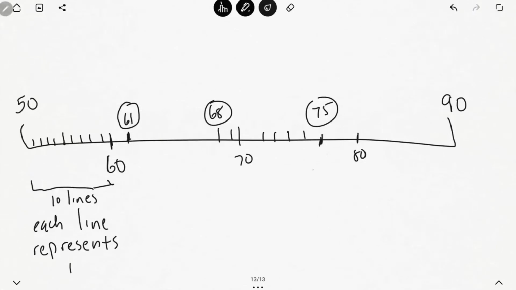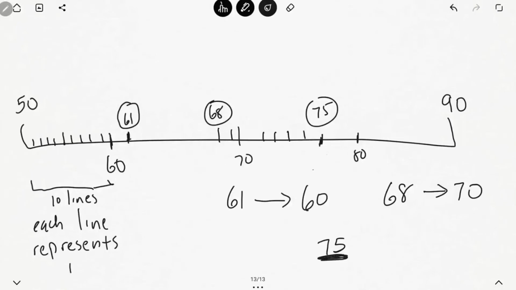All right, well, what's the round off number? 61, the closest 10 to 61 would be what? It would be 60. What's the closest 10 though to 68? 68 is more than 65, so the closest 10 to 68 would be 70. What's the closest 10 to 75? I'm not sure if I said this before, but I'll say it now: anything 5 and up, you round it up. So the closest 10 would be 80.